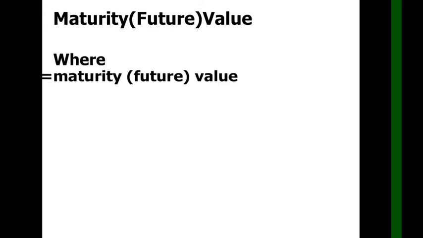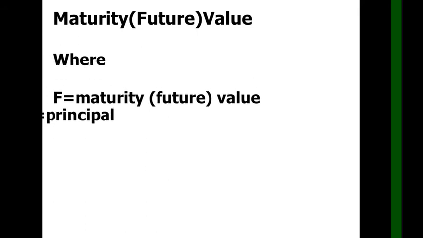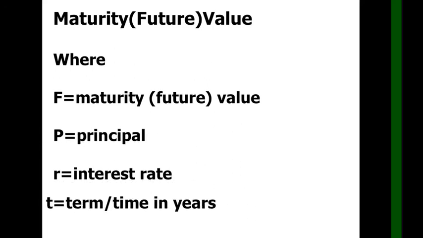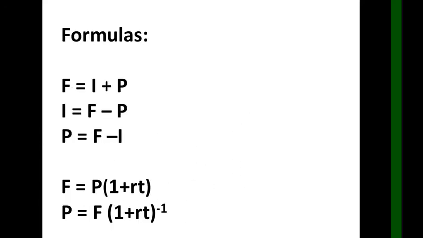Ito yung mga kailangan natin. F equals maturity value, P equals principal, R equals interest rate, and T equals term or time in years. So we have the following formulas. F equals I plus P, I equals F minus P, P equals F minus I. We can also have F equals P quantity 1 plus RT, and P equals F quantity 1 plus RT raised to negative 1. So you can go back with this formula while solving or watching this video examples.